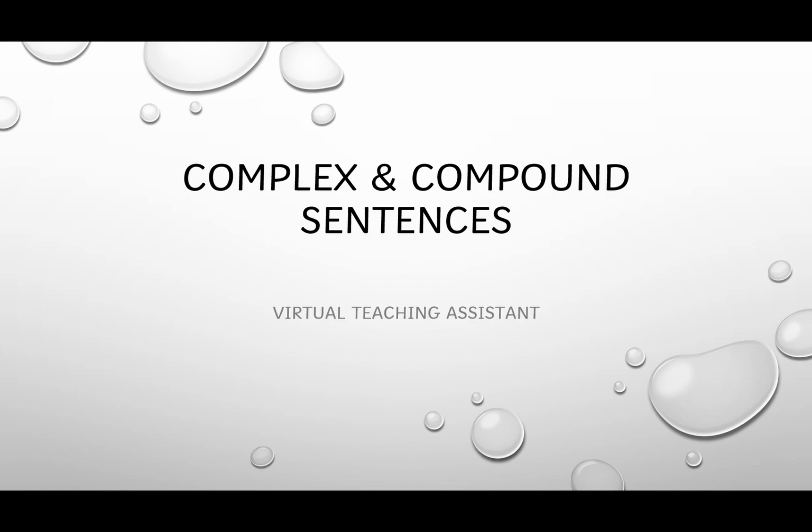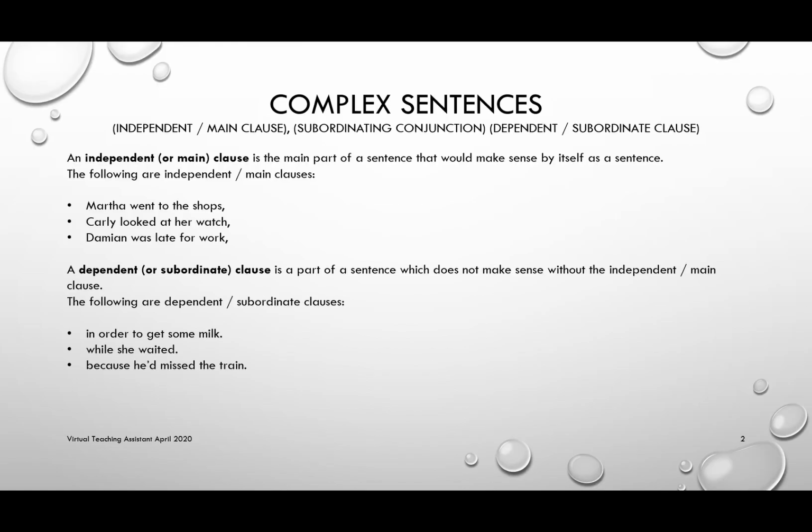And this one is complex and compound sentences. Again, it's one of those things that the name sounds more complicated than it actually is, but as with anything, once you know, it is fairly straightforward and simple. Let's get started. Okay, so a complex sentence is where you have an independent or a main clause, a subordinating conjunction, followed by a dependent or a subordinate clause.